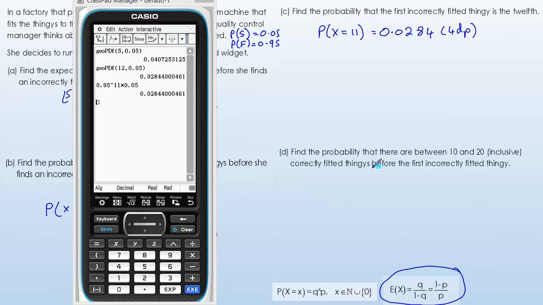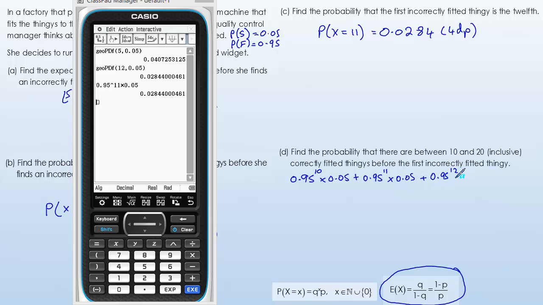Find the probability that there are between 10 and 20 inclusive, so that means 10 is included and 20, correctly fitted thingies before the first incorrectly fitted thingy. So let's think about 10. That's going to give us 10 failures, 0.95 to the 10 multiplied by 0.05. Then we need 11. So that's going to be 0.95 to the 11 multiplied by 0.05. And then we're going to need 12.